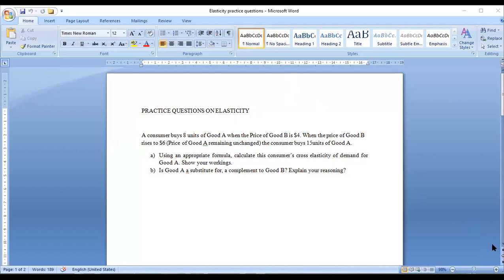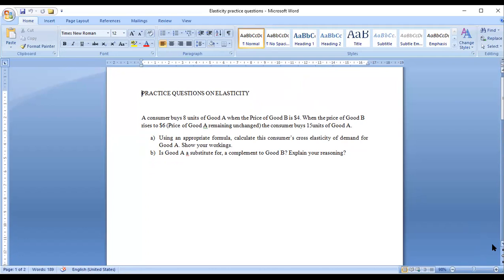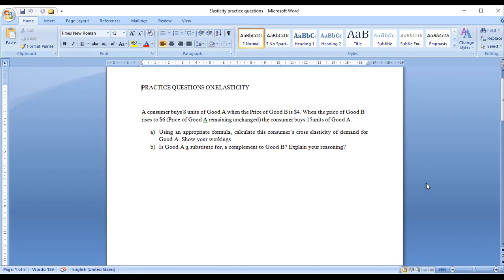Now, remember we saw that we have different types of elasticity. It can either be elasticity of demand or elasticity of supply. But in this session, let's concentrate on elasticity of demand, because the logic is the same, although we also looked at elasticity of supply in the previous class. So let's look at an example here.